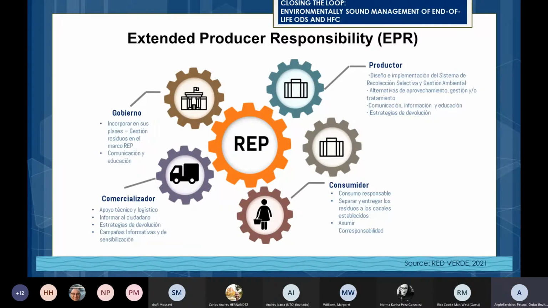Now, what's important to highlight here? Okay, so we have looked at EPR, what it is about, that will not only work if we leave it up to producers, but we have to work, I mean, the different stakeholders, all those involved in the chain of the substances and the equipment, we need to work together so that we promote different actions. They are the government, the buyers and sellers, producers, and of course, especially consumers, final consumers. Next, please.